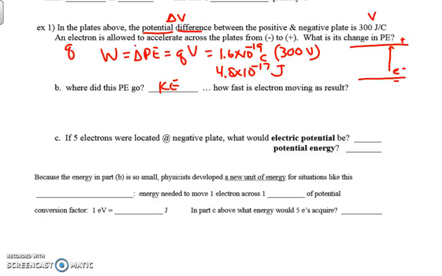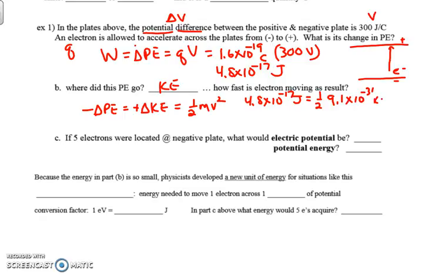So we could ask, how fast is the electron going? This is a very convenient way of determining that rather than doing force and acceleration and then some kinematics. From a conservation of energy standpoint, the loss in potential energy went to a gain in kinetic energy, and we know that kinetic energy is equivalent to 1/2 mv squared. So 4.8 times 10 to the negative 17 joules equals 1/2 times the mass of an electron, which we can look up in the reference tables, 9.1 times 10 to the negative 31 kilograms, times v squared.